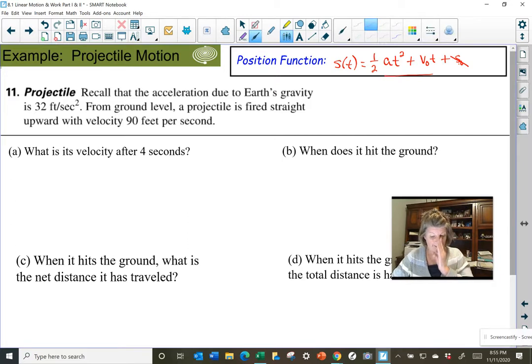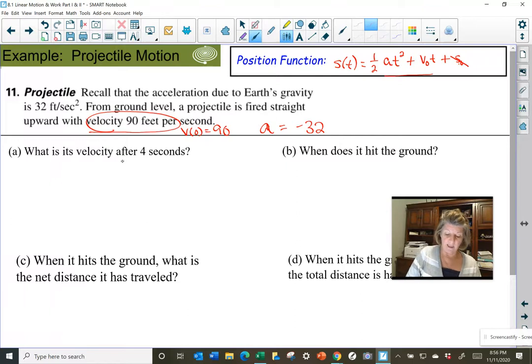Number 11, recall. Okay, so we've got Earth's gravity and it's fired straight upward with a velocity. So this 90 feet per second is V naught, or V of 0 is 90. And since it's upward, we know that's a positive 90. Earth's gravity, our A, is equal to negative 32, since it's a downward force, it gets the negative. What is the velocity after 4 seconds? So I know that V naught is 90, and I know that A is negative 32 feet per second squared.